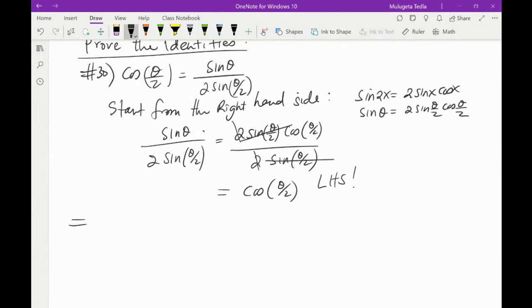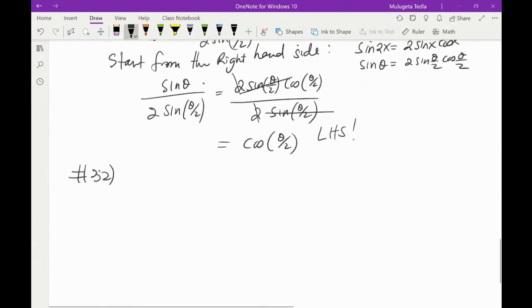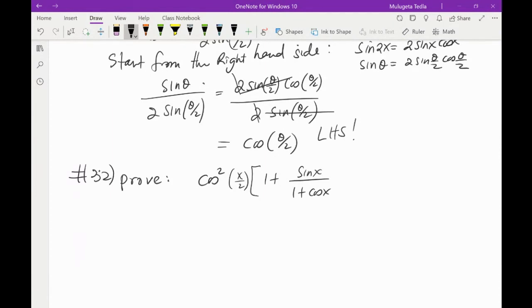So what is number 32? I haven't done it, but let's do it. Prove again: cos squared of x over 2 times square brackets 1 plus sine of x over 1 plus cos of x, squared, equal to 1.